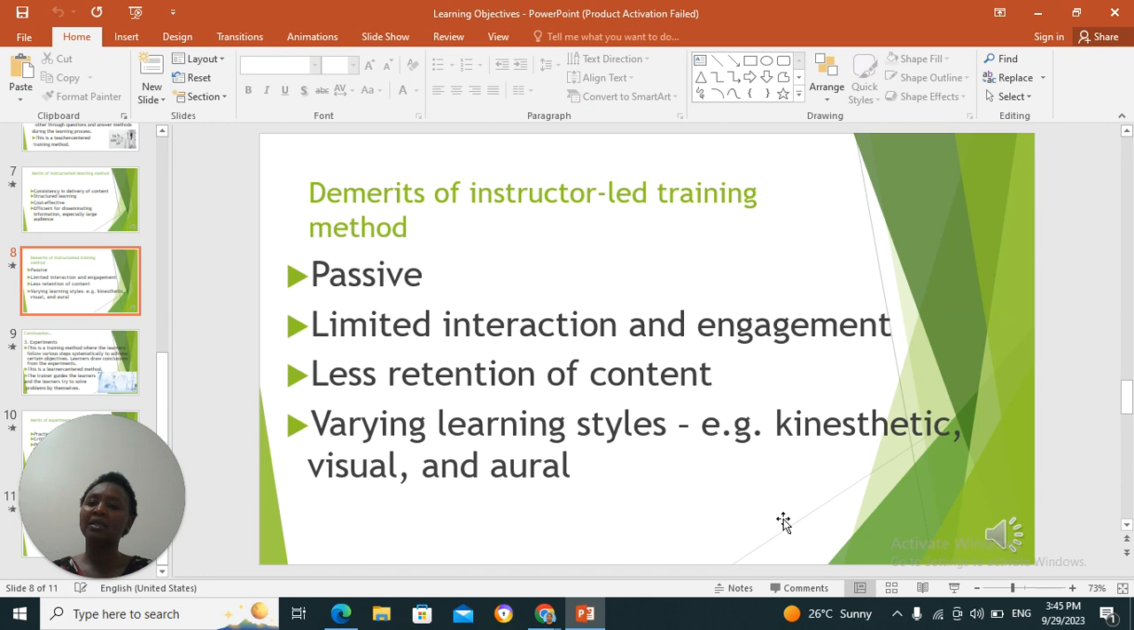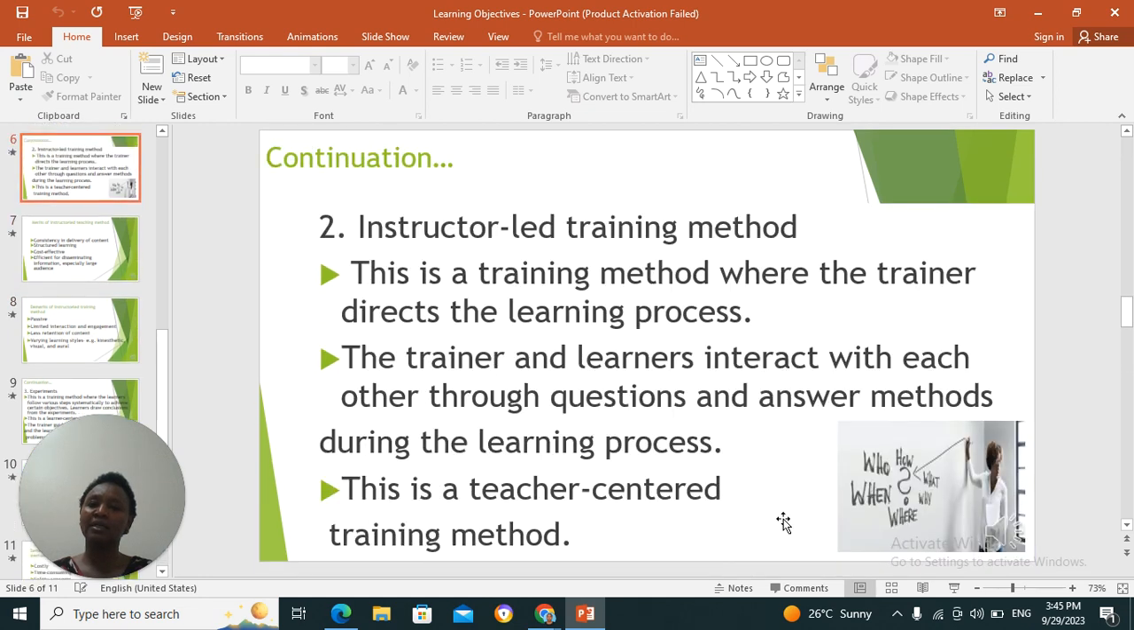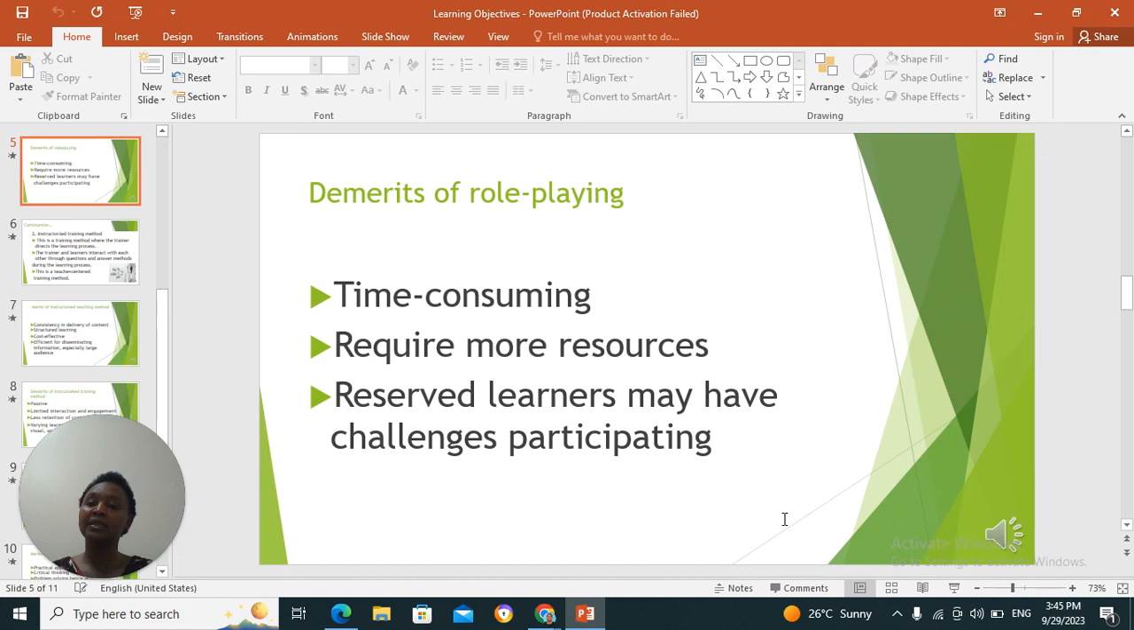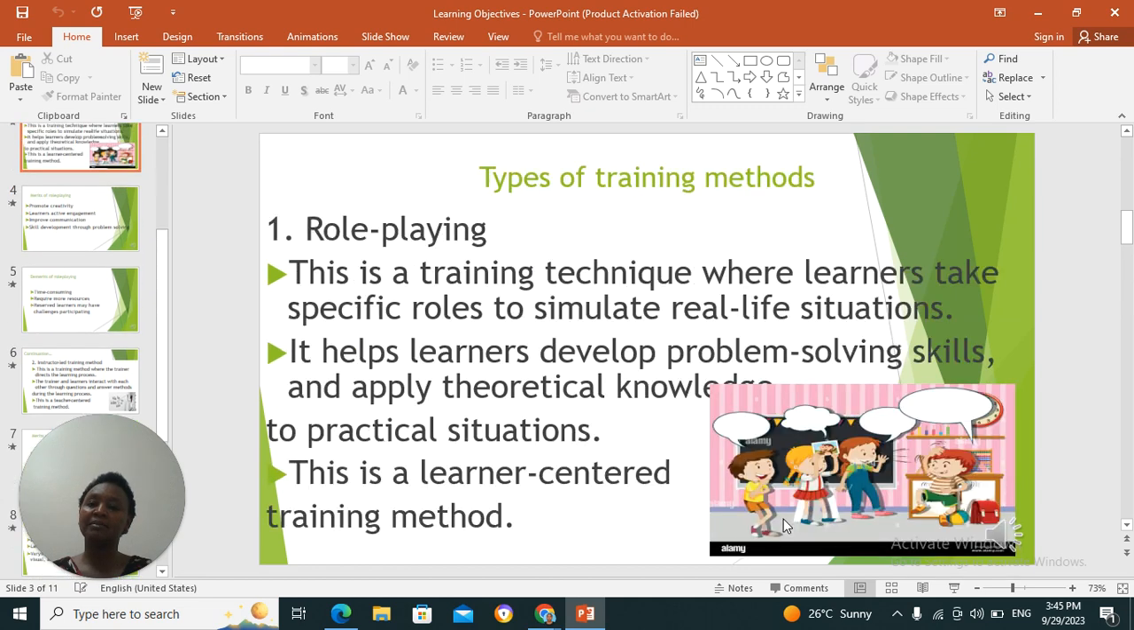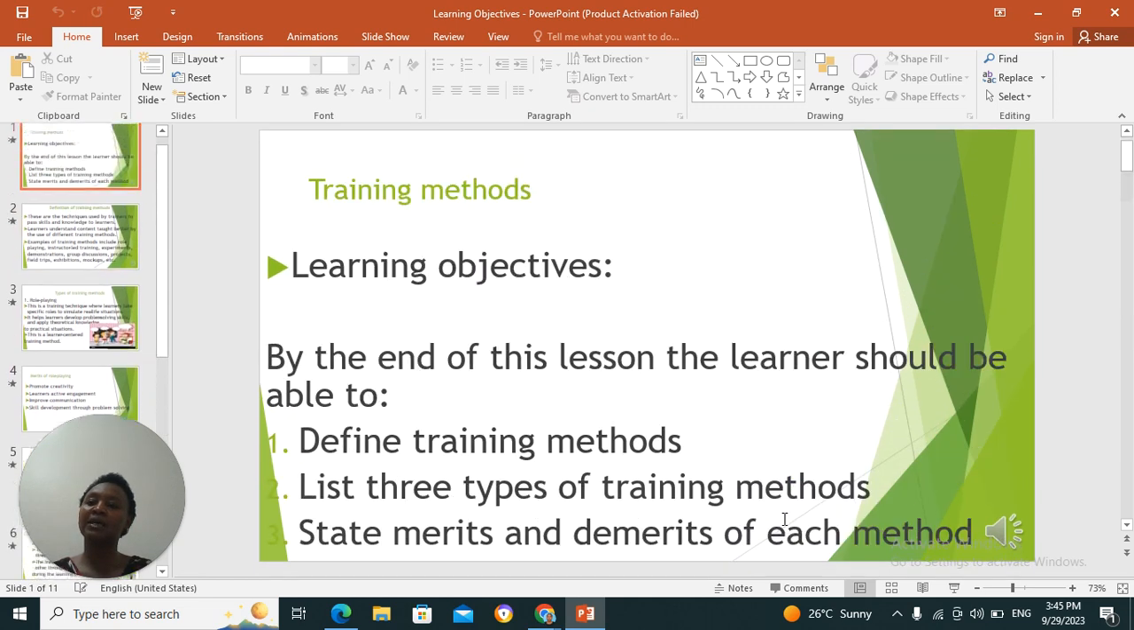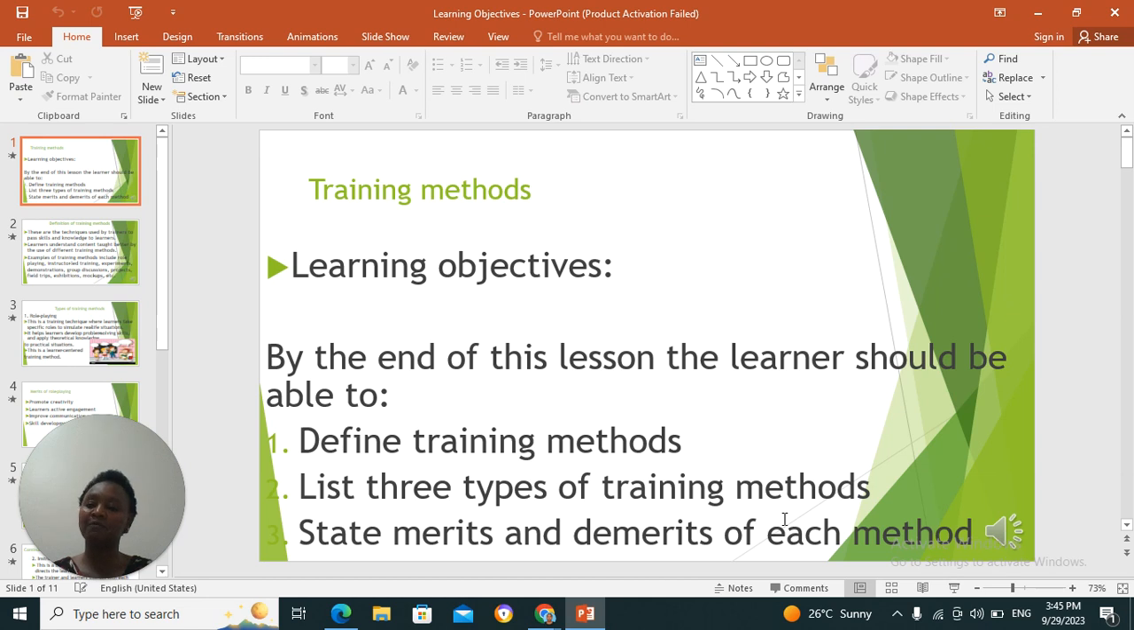And we are among the three that I've discussed. We know that the role playing and the experiment is the best way of learning. The trainer-led method is not good because the learners are not actively involved.